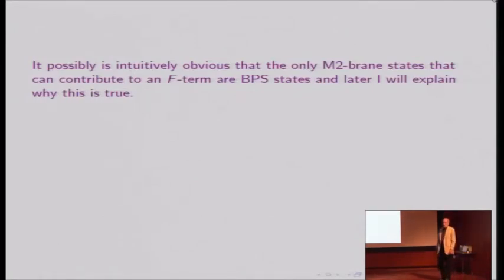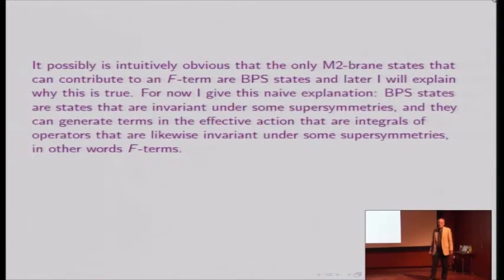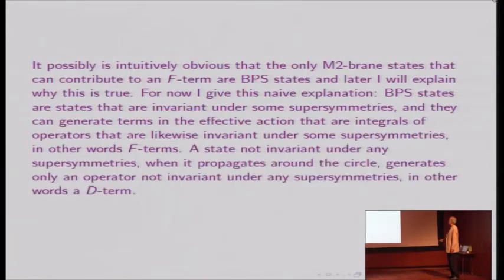It may be intuitively obvious that if you're trying to generate an F term, you need to consider what are called BPS states, which means quantum states that are invariant under some supersymmetries. I'll give a technical explanation in a little while, but I don't want to leave you hanging, so for the moment I'll give a naive explanation. BPS states are quantum states that are invariant under some supersymmetries, and they can generate terms in the effective action that are integrals of operators that are invariant under some supersymmetries, in other words, F terms.